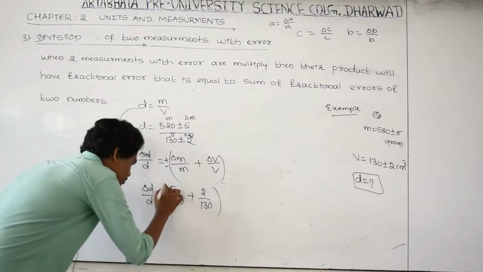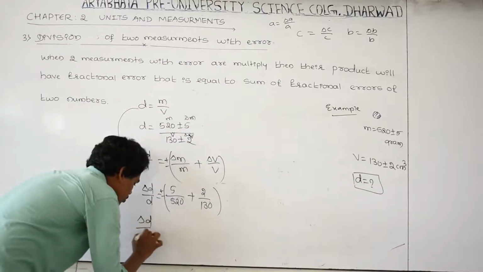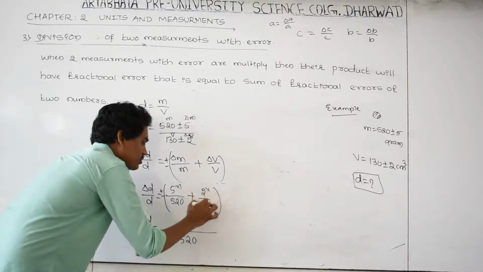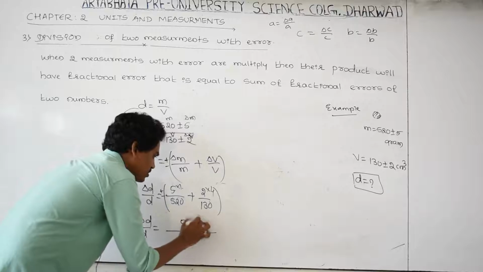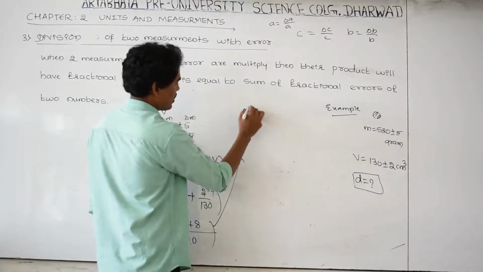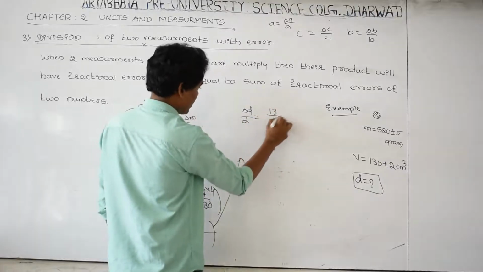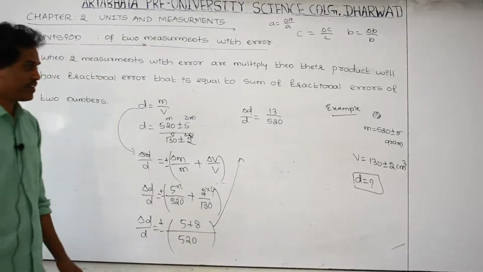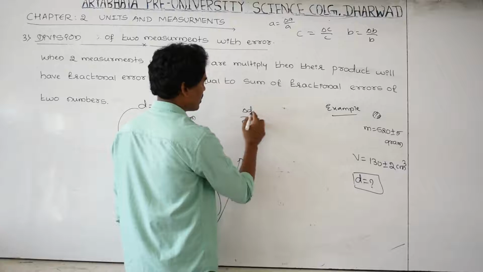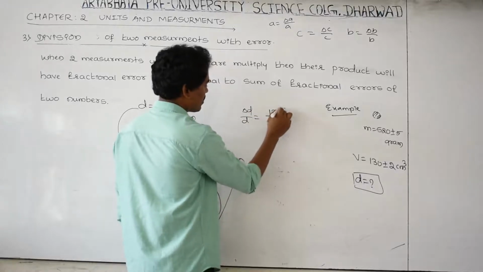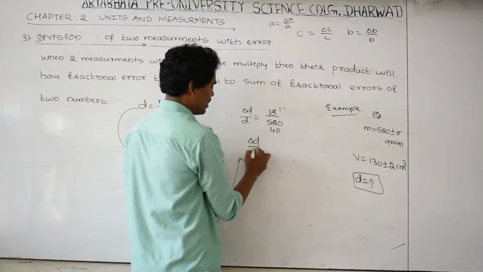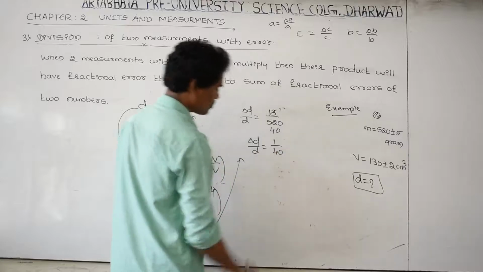Here take the LCM, plus or minus, delta D by D is equal to... LCM is pi 20, pi 20 into 1, 130 into 4, 5 into 1 5 plus 2 into 4 8, and this is plus or minus. Next I am writing delta D by D is equal to 13 divided by 520. 13 ones are 13, 13 into 4 is 52, this is 0. Delta D by D is equal to 1 by 40.